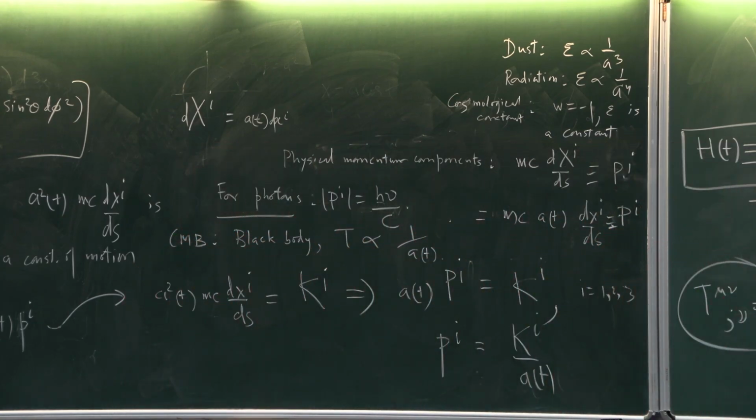But this is a general result: for any peculiar motion, if a galaxy had a peculiar motion, the momentum will go as 1 over a of t. So an isolated galaxy, as the universe is expanding, will slow down and come to rest.